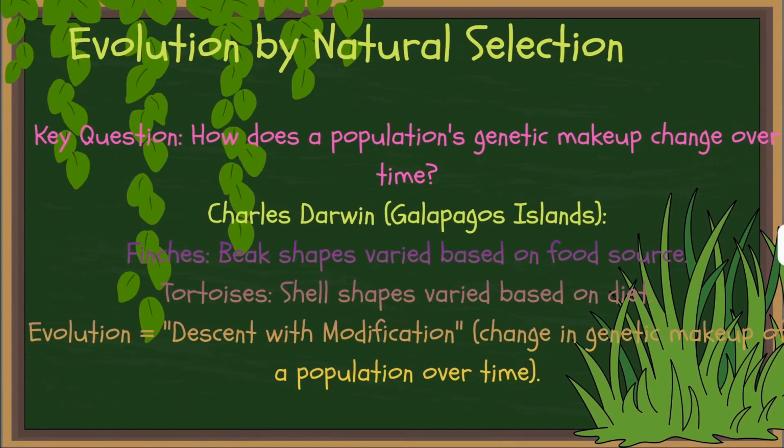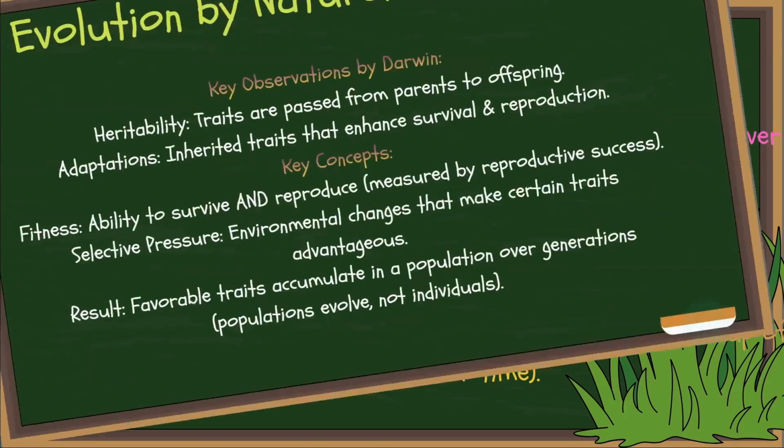Today we're going to be covering Unit 7, Natural Selection. So, evolution by natural selection. The key question is, how does a population's genetic makeup change over time? Charles Darwin studied finches in the Galapagos Islands and found that finches' beak shapes varied based on food source. He also studied tortoises, whose shell shapes varied based on diet. He called evolution descent with modification, which is the change in the genetic makeup of a population over time.